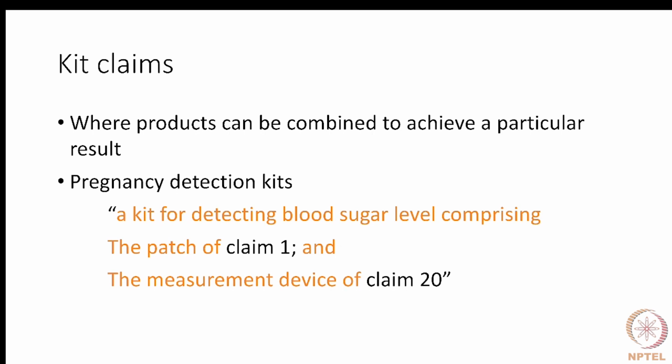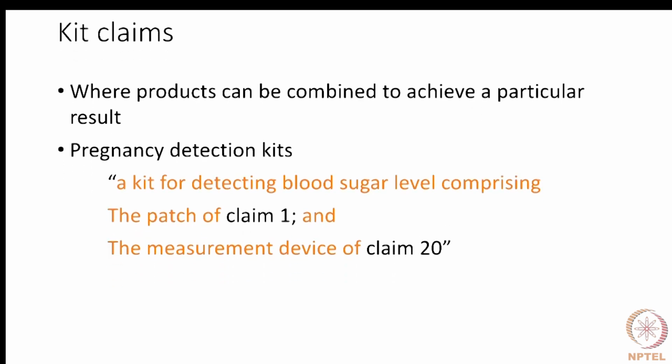Now, this is a claim for detecting sugar level where there is a patch already claimed in claim 1 and a measurement device which is already claimed in claim 20. So it's a combination of a patch and a measurement device which makes it a kit. Now you could also have a method claim on how the kit works or how the test is conducted. Now if it's a diagnostic kit, then there is some argument that it will not come under a method of treatment because it is a diagnostic kit.